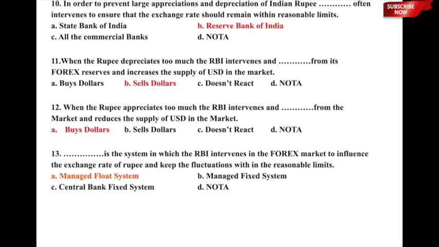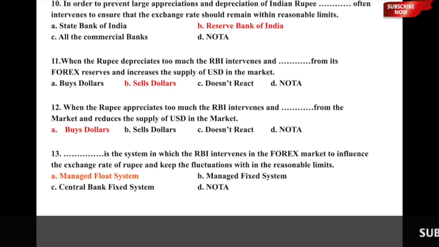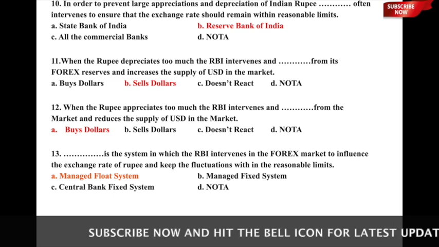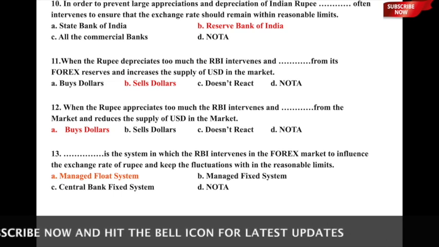So here, when the rupee depreciates too much, the Reserve Bank of India intervenes and sells dollars from its foreign exchange reserves, and then in a sense increases the supply of US dollar in the market. So option B, sells dollars, is the correct answer to this particular question. I hope that is clear. Let us now move to question number 12.